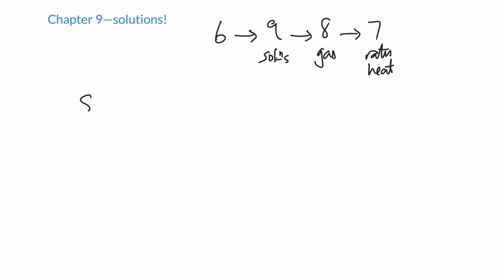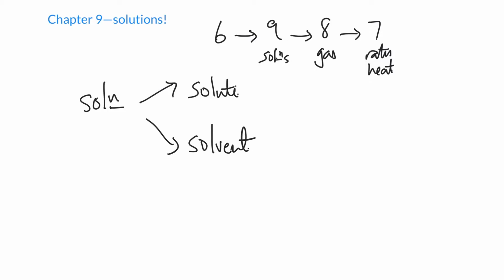A solution, which I'm going to abbreviate to SOLN, is made up of two parts. It is made up of a part that we call the solute, and a part that we call the solvent. Our definition of solute versus solvent is that the solvent is what we've got the most of. So if we've got 3 or 4 or 5 things mixed together, whichever we've got the most of is called the solvent, and then the solute is what we've got the least of. There may be more than one component in the solute, but there's only ever one solvent.